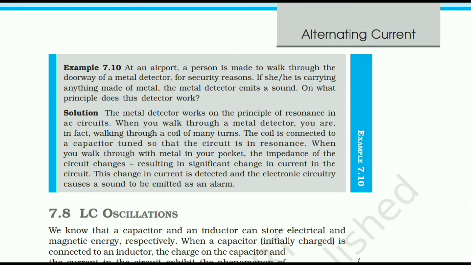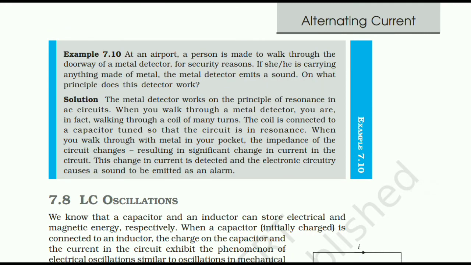Example 7.10. At an airport, a person is made to walk through the doorway of a metal detector for security reasons. If she or he is carrying anything made of metal, the metal detector emits a sound. On what principle does this detector work? Solution. The metal detector works on the principle of resonance in an AC circuit.